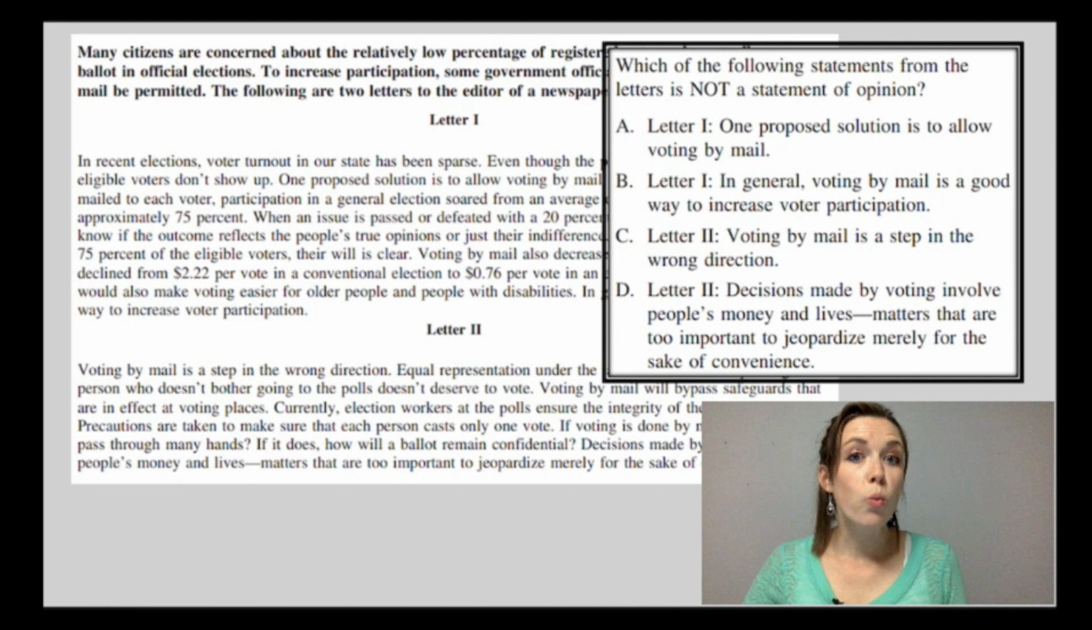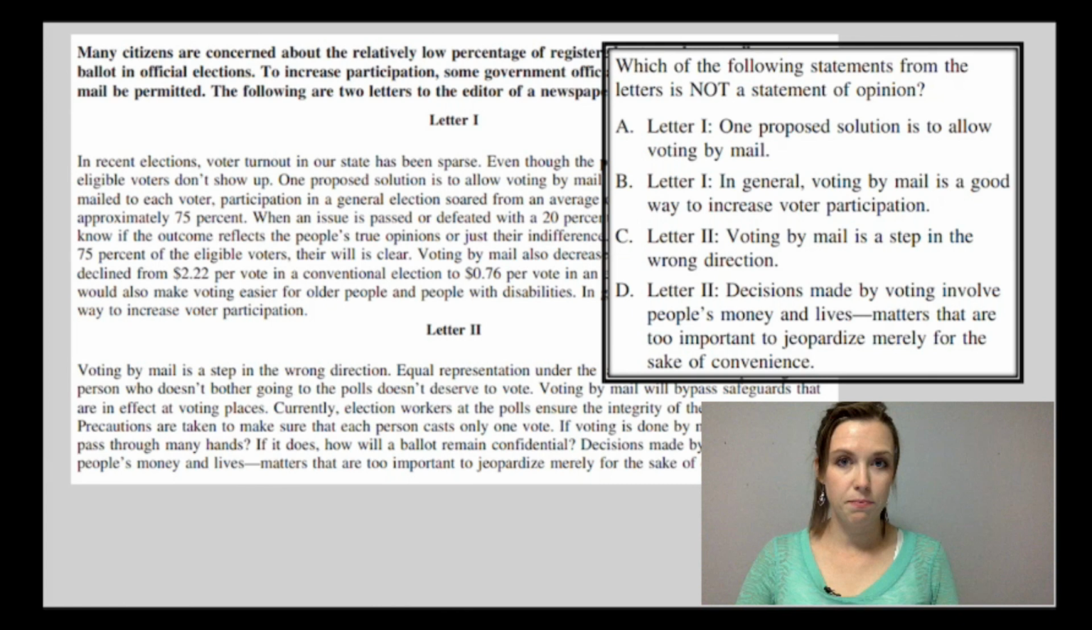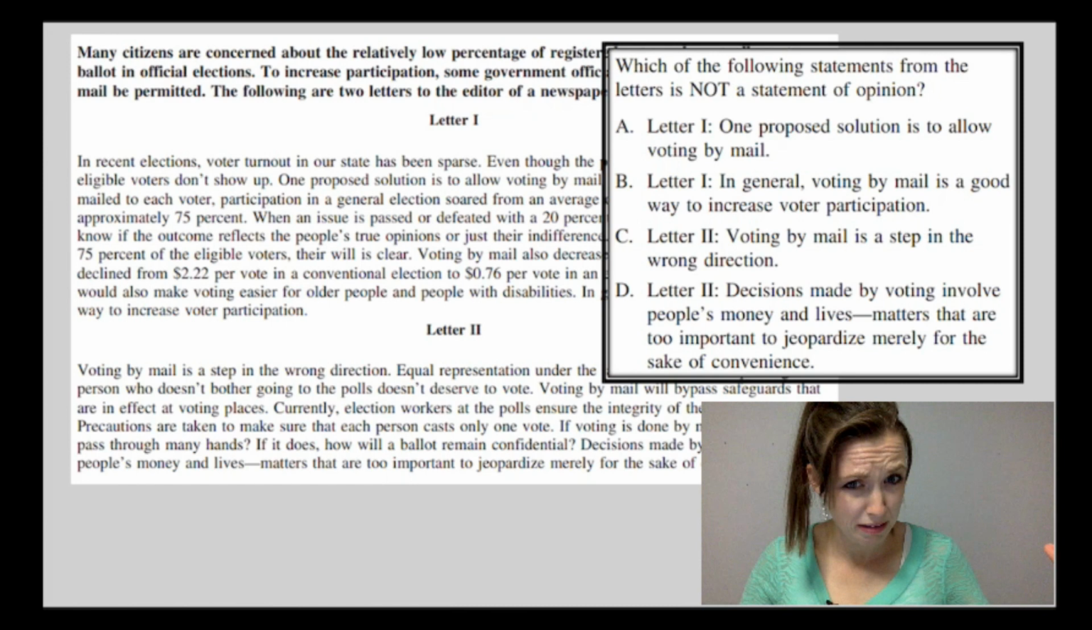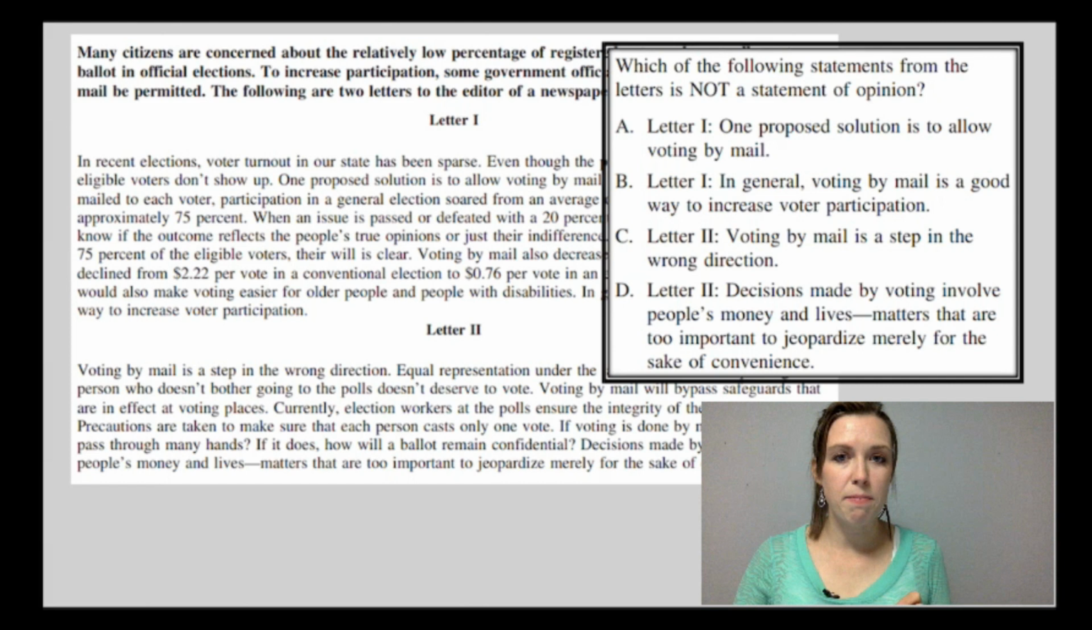Which of the following statements from the letters is not a statement of opinion? Letter 1. One proposed solution is to allow voting by mail. Is that an opinion? Are they like, maybe vote by mail? That's my opinion. My opinion is it's best to vote by mail. No, I mean, it's not an opinion. So we'll just hold it.